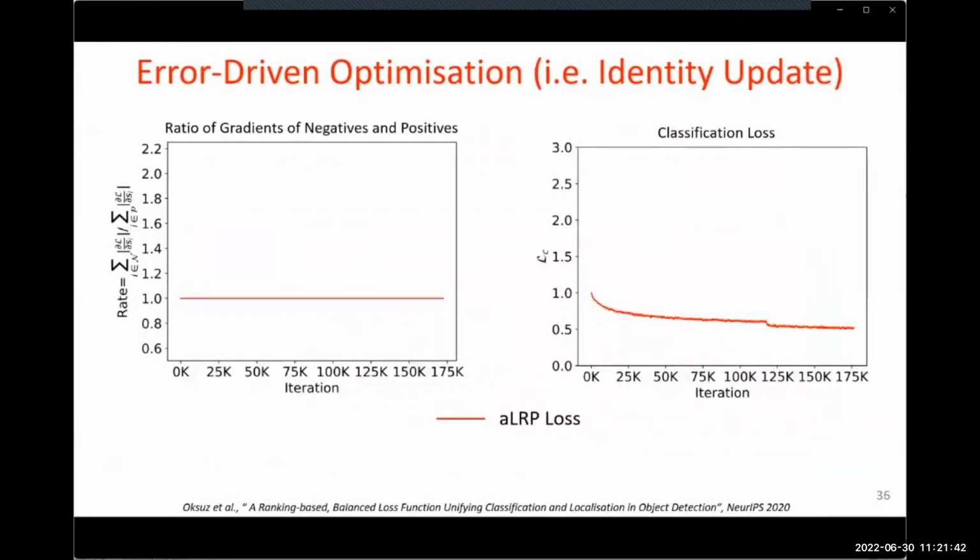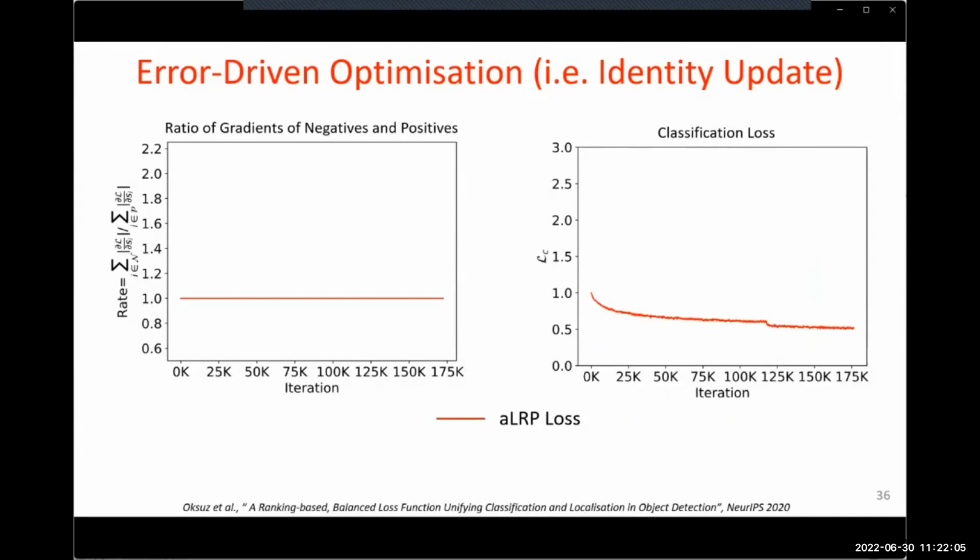To empirically validate the theorem that identity update guarantees balanced training, the total gradient magnitudes of average LRP loss are compared with focal loss and cross-entropy loss. On the left, the ratio of the total gradient magnitudes of positives and negatives for these loss functions is shown, and on the right, you can see the loss values during training.